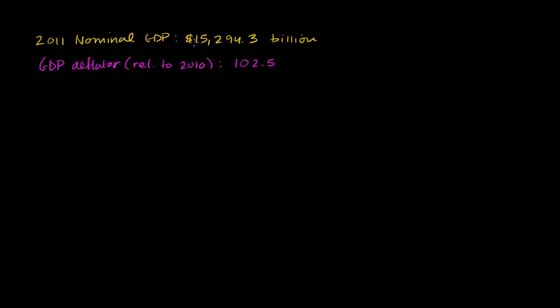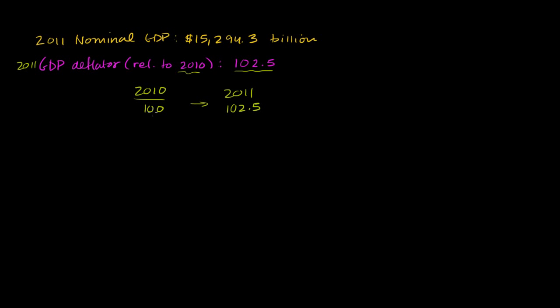$15.2943 trillion of GDP. And let's say that the GDP deflator relative to 2010, and you always have to know what you're taking your deflator relative to, is 102.5. And this is, once again, the 2011 GDP deflator. And one way to interpret this is, if the base year is 2010, that means that prices in 2010 could be viewed as being at 100, and that now that we are in 2011, we are at 102.5.